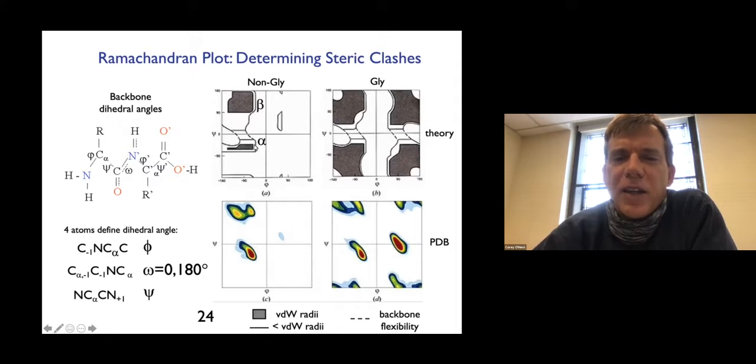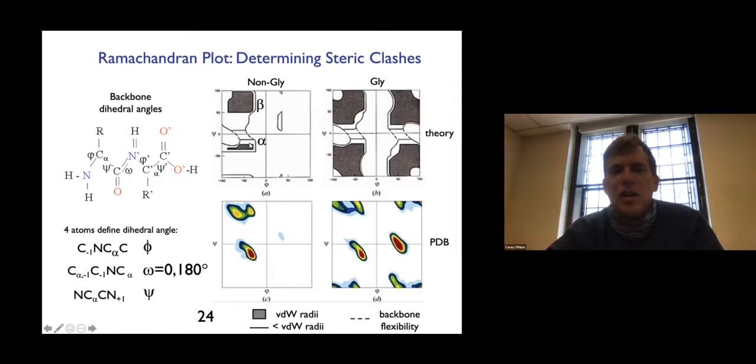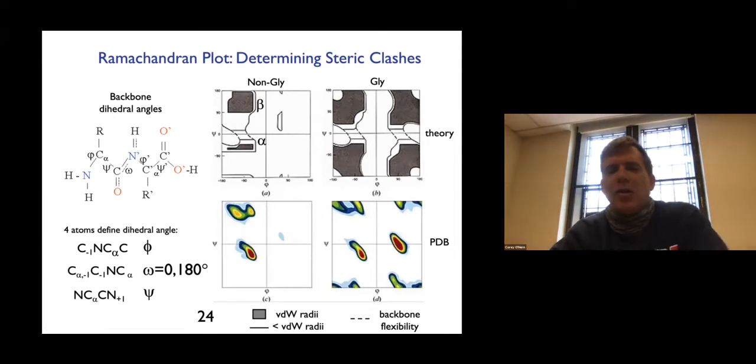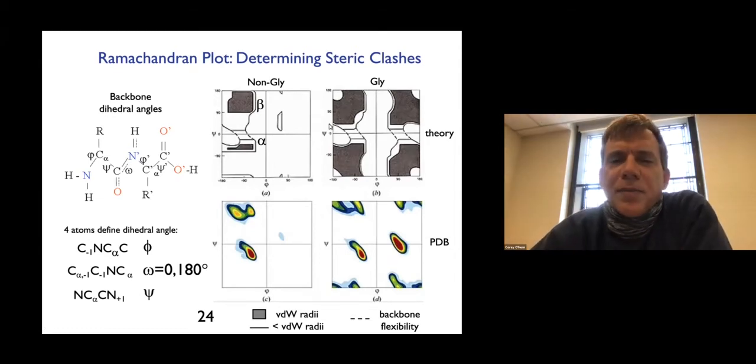But then there were regions bounded by these black segments, the interior regions, and those were allowed. There were no atomic overlaps at those particular phi's and psi's. So for example, I'll pick one, -90° phi and let's say a 45° psi. That's within this interior bounded region. And so that was an allowed configuration.